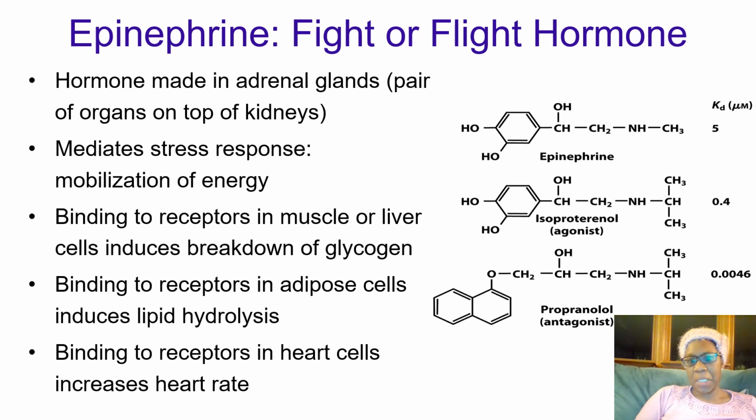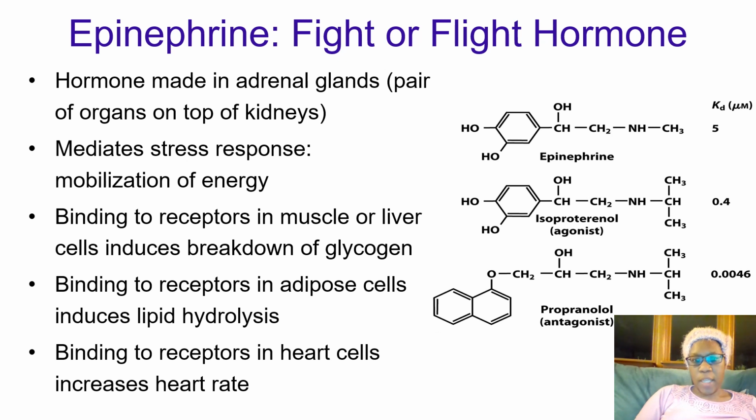We see over here to the right the structure of epinephrine. If you look at it, it kind of looks like an amino acid. Hopefully you see that. It's actually just a derivative of tyrosine. Epinephrine, we see, has a KD of 5 micromolar, so it binds pretty well to the beta adrenergic receptor. We can understand the structure of epinephrine and make analogs to epinephrine that can be helpful medically.